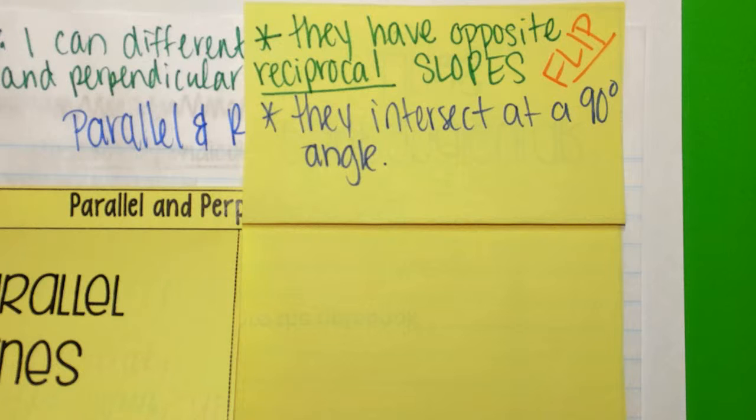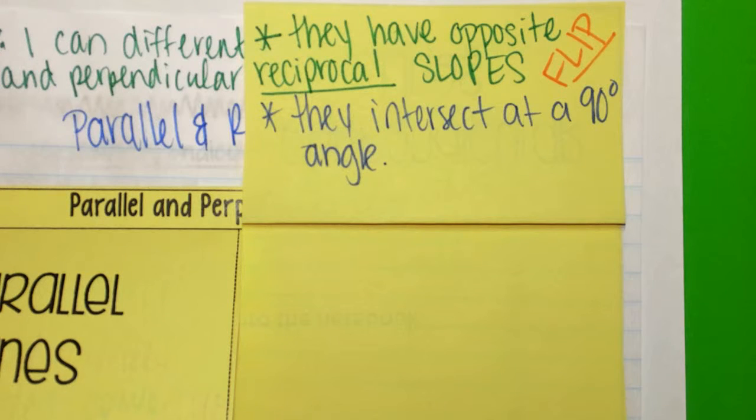Alright, if my slope is negative 3, what would my reciprocal be? Listen to what I'm saying to you. My slope is negative 3. What would my perpendicular opposite reciprocal be? Raise your hand. 1/3. Yes, take a point.